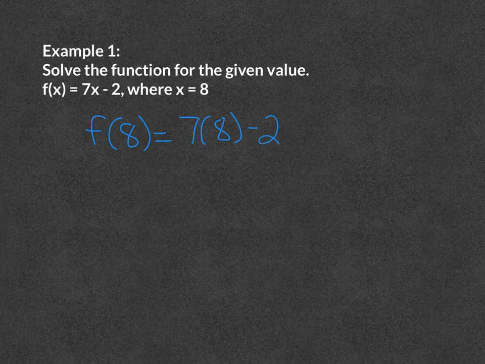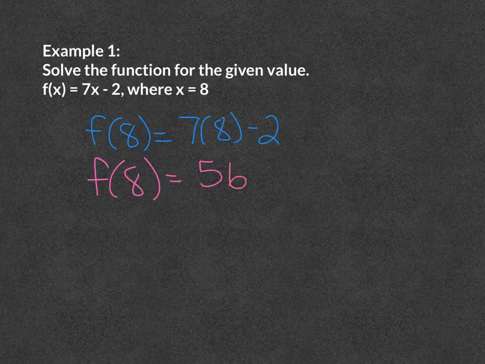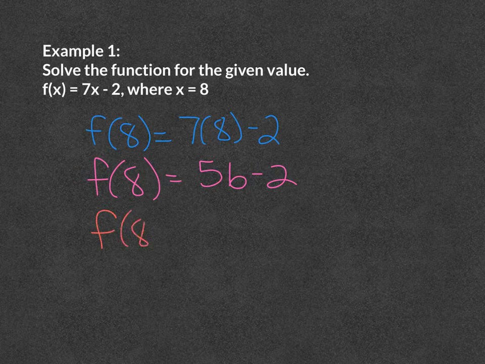Now I'm going to calculate. So I'm going to bring down f of 8 equals 7 times 8 is 56. Bring down negative 2. So I'm going to bring down f of 8. 56 minus 2 is 54. So the value of this function when x equals 8 is equal to 54.